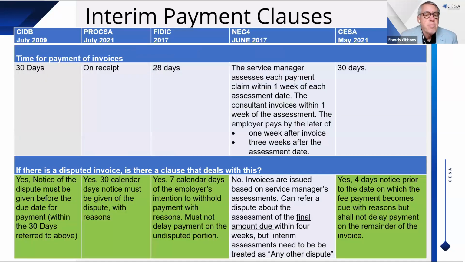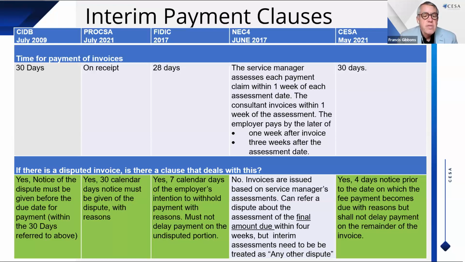So, and then the time for payment of invoices: CIDB 30 days, PROXA on receipt, FIDIC 28 days, NEC4, of course, is a little bit more complicated. The service manager first assesses each payment claim within a week of the assessment date. The consultant then invoices within a week of the assessment. The employer pays within 1 week of the invoice, or 3 weeks after the assessment date, whichever is later. And CESA has 30 days.